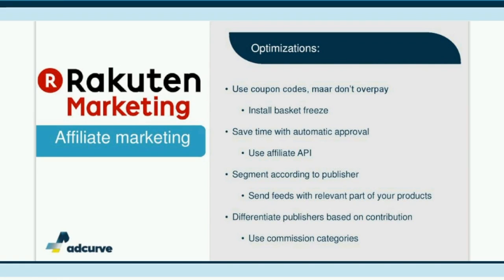And as I said before, you can differentiate your publishers based on the contribution. Use commission categories. It's a great way of promoting publishers to a higher commission category, so they will suddenly earn more, and they will start doing more for you.